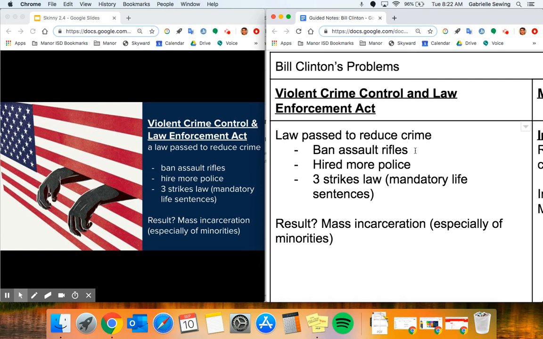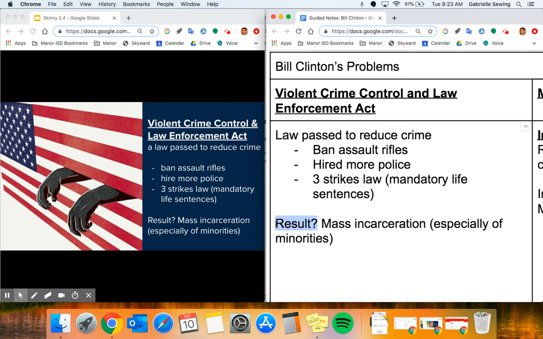This ban on assault rifles is not true today, but at the time it was illegal to purchase and have these types of weapons. The bill also hired more police officers, but one of the controversial parts is what's called the 3 strikes law. And that has to do with mandatory life sentences. What this means is if you commit a serious crime, it's 3 strikes and you're out, right? Doesn't matter the context. If on the 3rd time you're accused and found guilty of a crime, you get a mandatory life sentence. There's nothing the judge can do. There's nothing your lawyers can do. You're just in prison. And that's part of what is controversial.